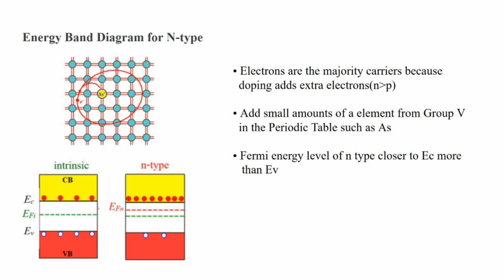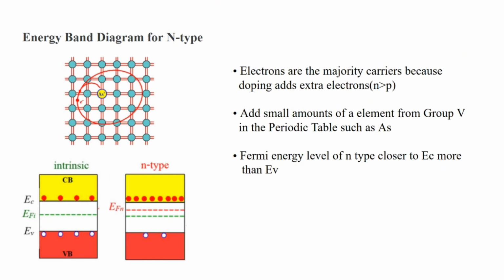Since group 5 elements have 5 valence electrons, they form 4 covalent bonds with the neighbor silicon atoms, while the fifth electron remains loosely bound and can move freely within the crystal. This extra free electron increases the material conductivity by providing more charge carriers.